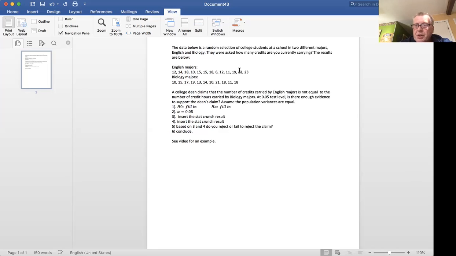Because we're going to test this claim. A college dean claims that the number of credits carried by English majors is not equal to the number of credit hours carried by biology majors. At a 0.05 test level, is there enough evidence to support the dean's claim? Assume the population variances are equal. And you're going to have to fill in H0 and HA. You're going to have to insert the StatCrunch result here and here, plus take a screenshot of it and paste it to this document. Based on 3 and 4, can you reject or fail to reject the claim?